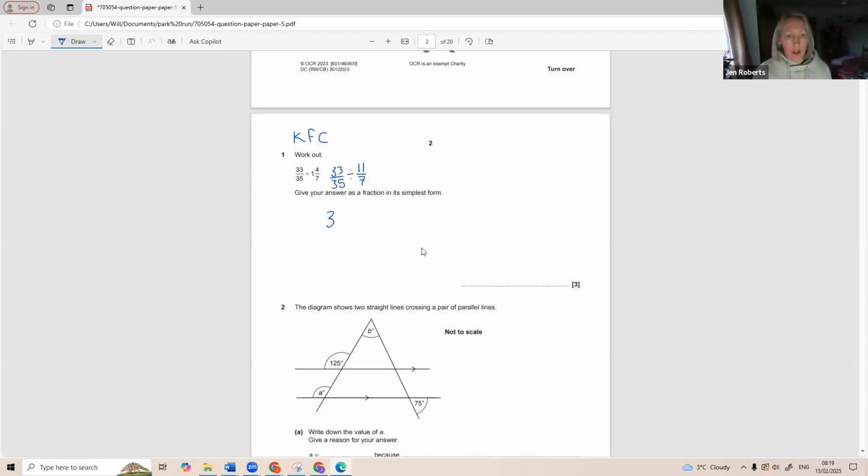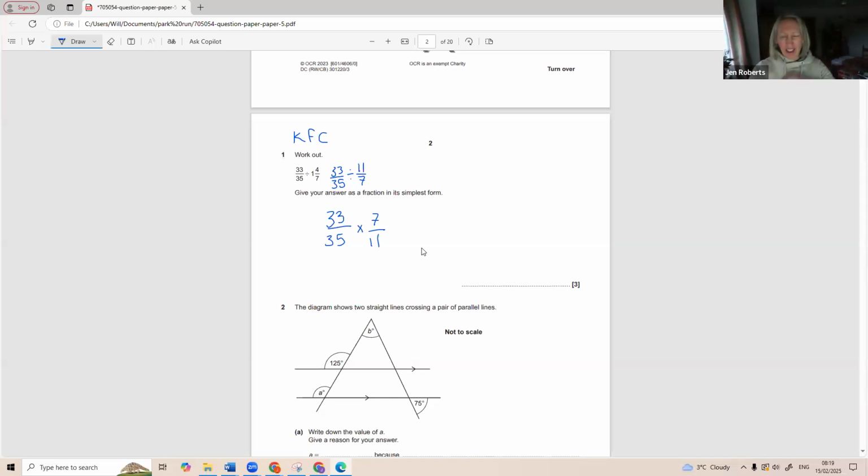So we keep the first fraction as it is. We flip the second fraction. We're going to change the divide to a times. So now we can just multiply the numerators and multiply the denominators, but it's a little bit of a nightmare.